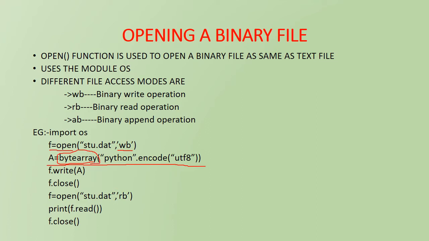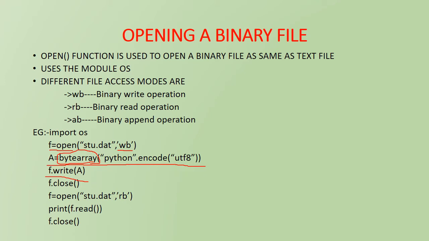And why do we use it? That is another question. Here the word Python is the string that we want to convert to binary data. So Python first needs to be encoded into UTF format, and after that we make it a byte array by using the bytearray function. After that we have the usual write operation, f.write. And what do we want to write? This byte array, which has been assigned to the capital letter A. That is what we have written over here. Next is f.close.